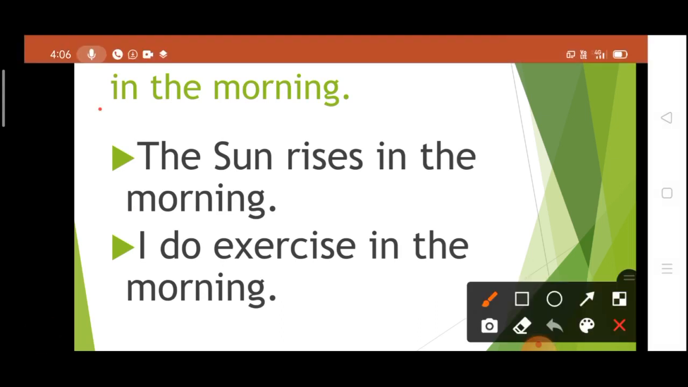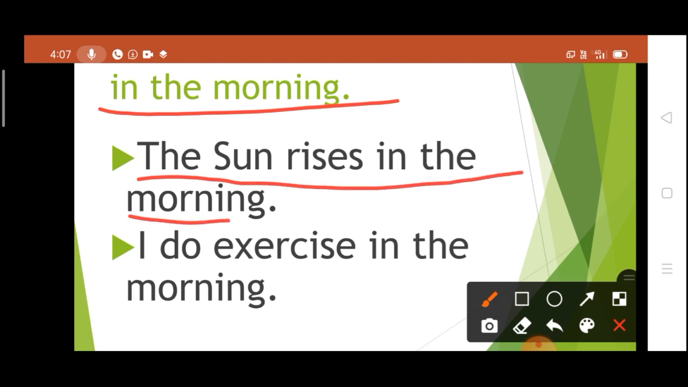If I tell you "in the morning," three words, this is a group of words. Can you understand? Yes, we can understand "in the morning." But do you think it gives us a complete sense? What in the morning? If I say "The sun rises in the morning," then this can be called a sentence because it gives us a complete meaning. It has a complete sense.